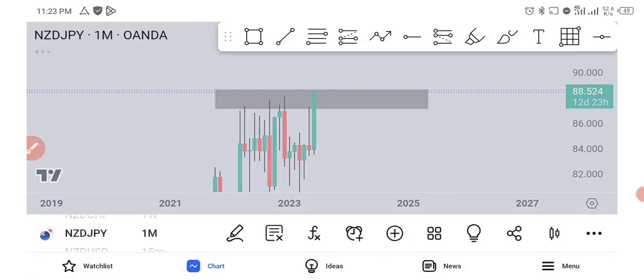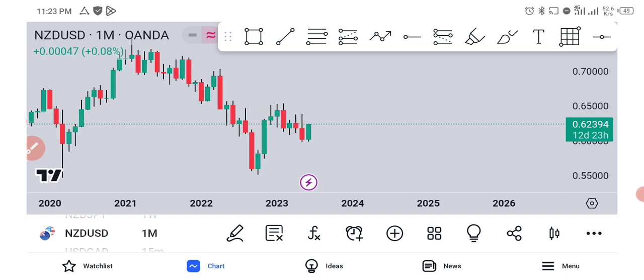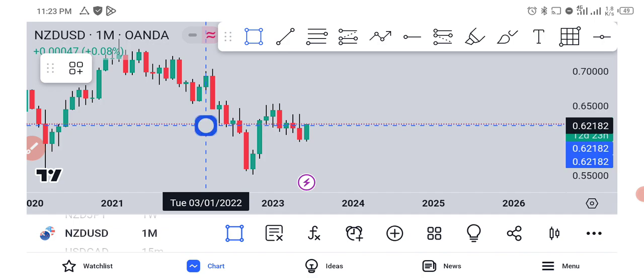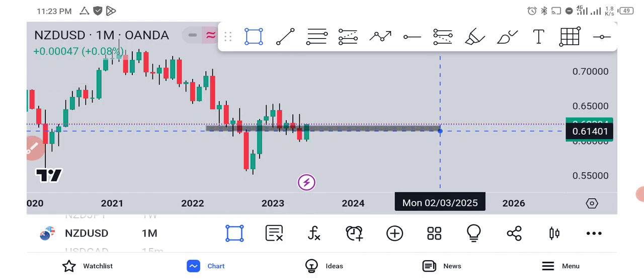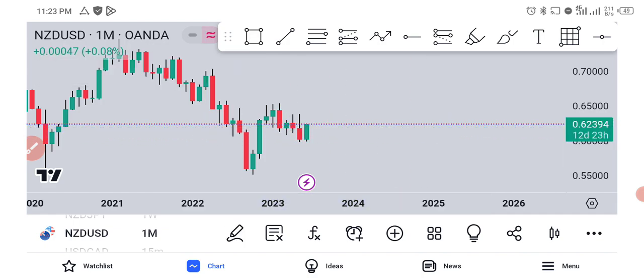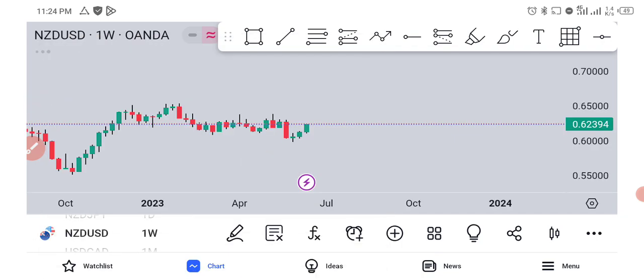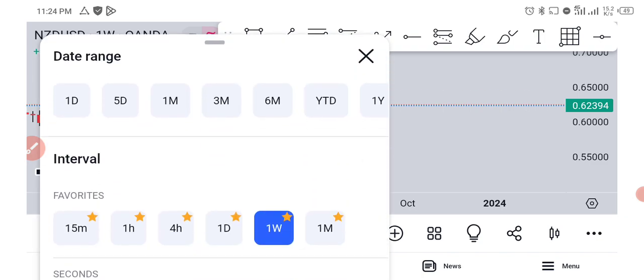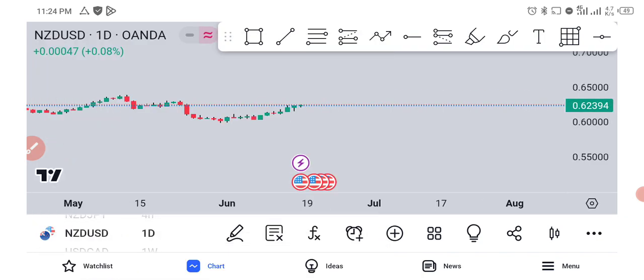Now NZD USD, the market is currently testing resistance from this area. A push to the downside is expected technically. The weekly time frame is currently testing resistance. Now this pair is complicated. Daily, nothing is interesting from this pair, so I'm staying off.